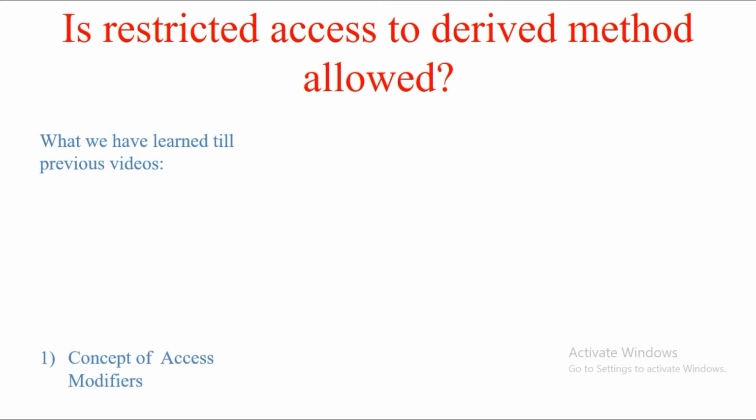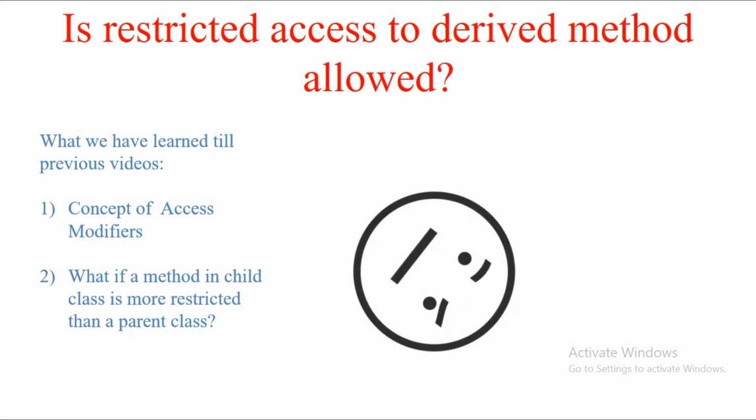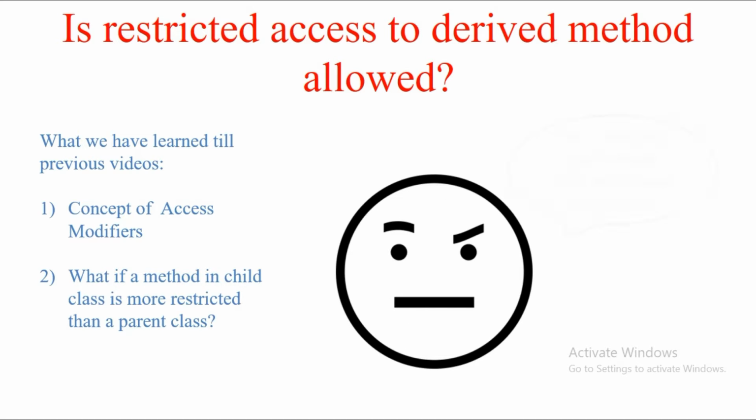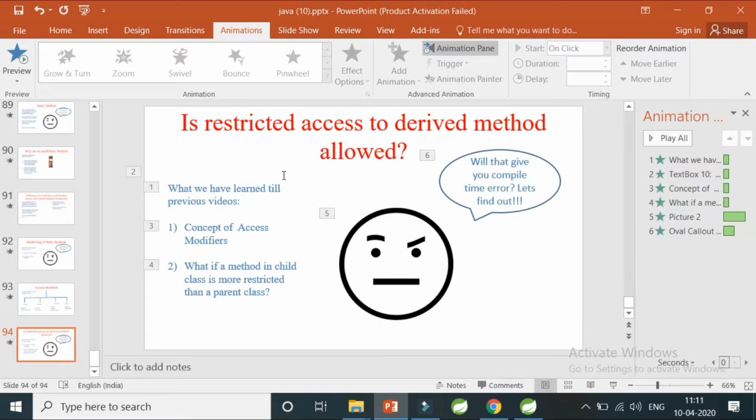In the previous videos, we learned about the concept of access modifiers, and now interviewers will trick candidates by asking such a simple question on such a simple topic, access modifiers: what if the method in the class is more restricted than the parent? We will get a bit confused as to what that really means. They will ask whether that will give you a compile time error, or whether the code will compile successfully if your parent has the higher visibility and the child has the lower visibility. So let's find out the answer.